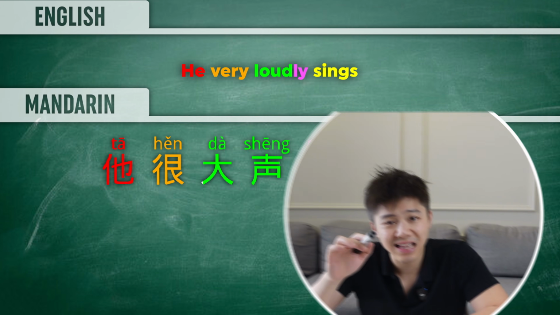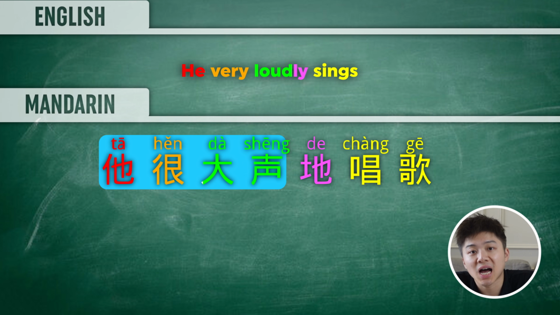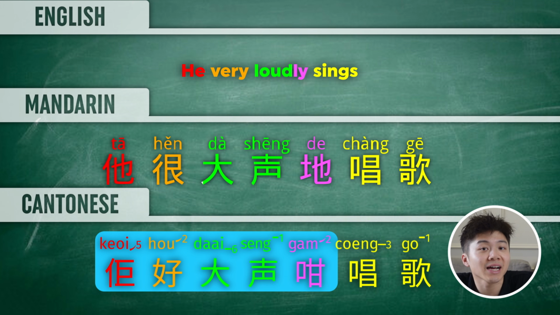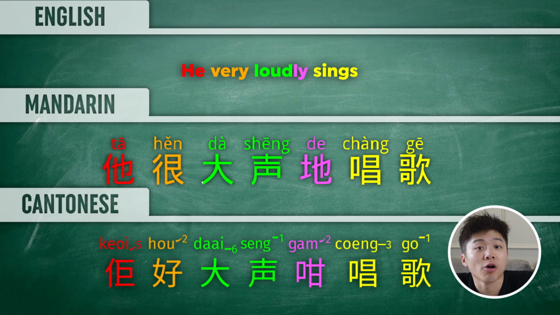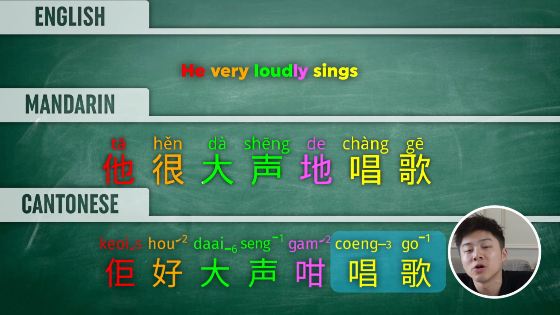So now, if we want to put more emphasis on how loudly he sings and say he loudly sings, in Mandarin, the way we say that is 他很大聲地唱歌. In Cantonese, 佢好大聲咁唱歌. So here, loud, 大聲, is the adjective, and we simply add that ly after it to make it an adverb.